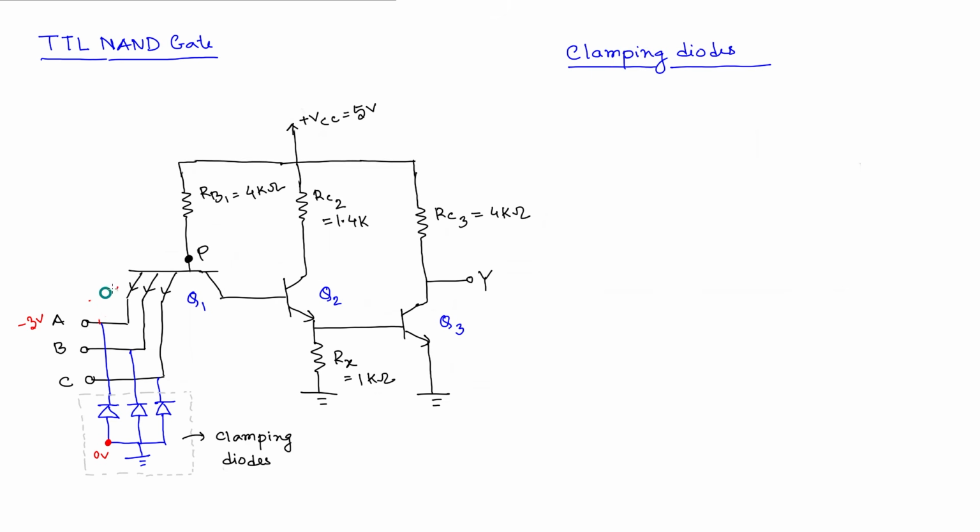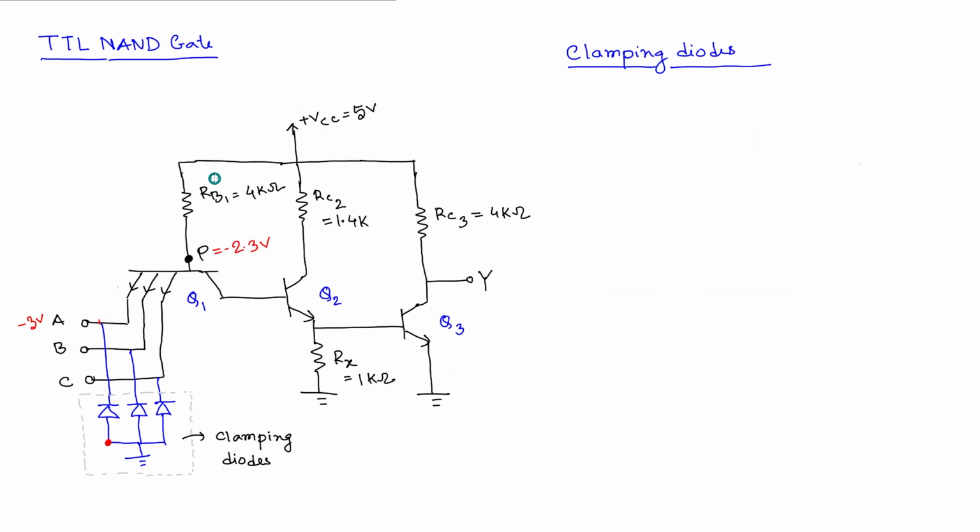if the input voltage goes very low, that means what? If this is minus 3 volt, then P will be just 0.7 volt higher than that. So at that moment, P should be what? P should be equal to minus 2.3 volt.